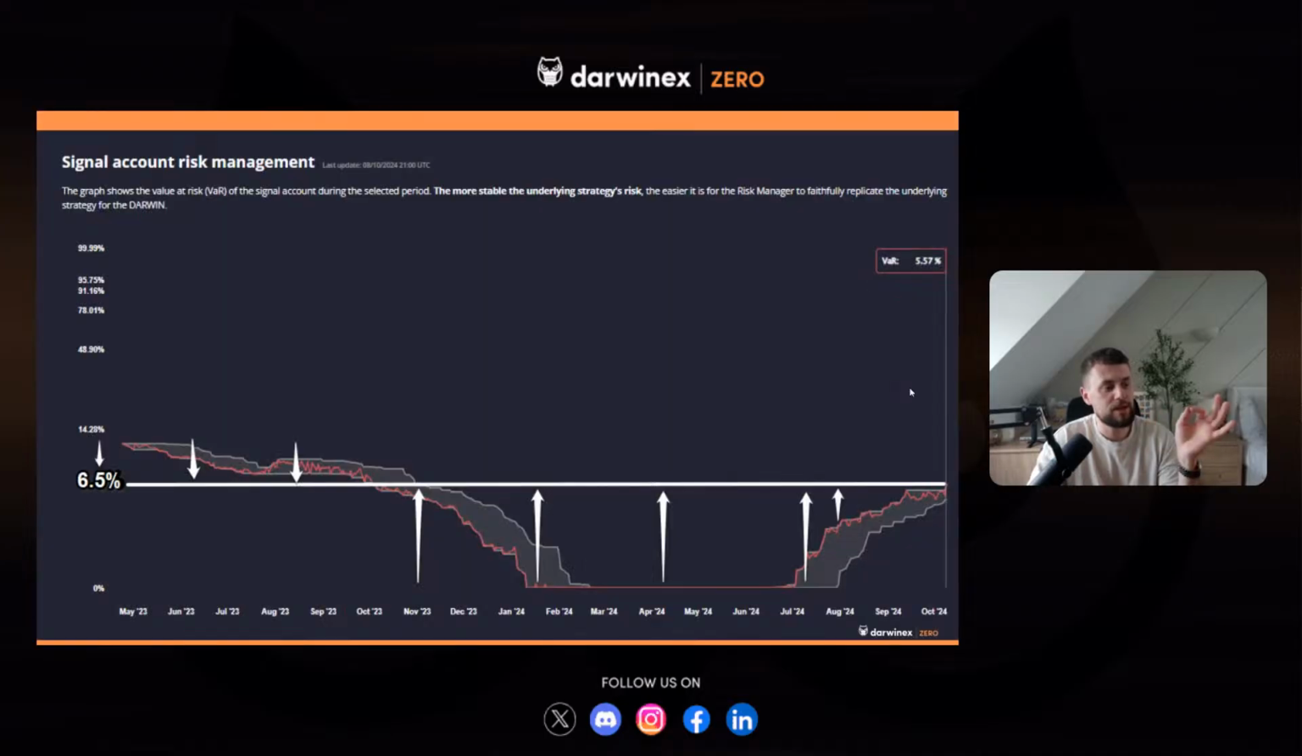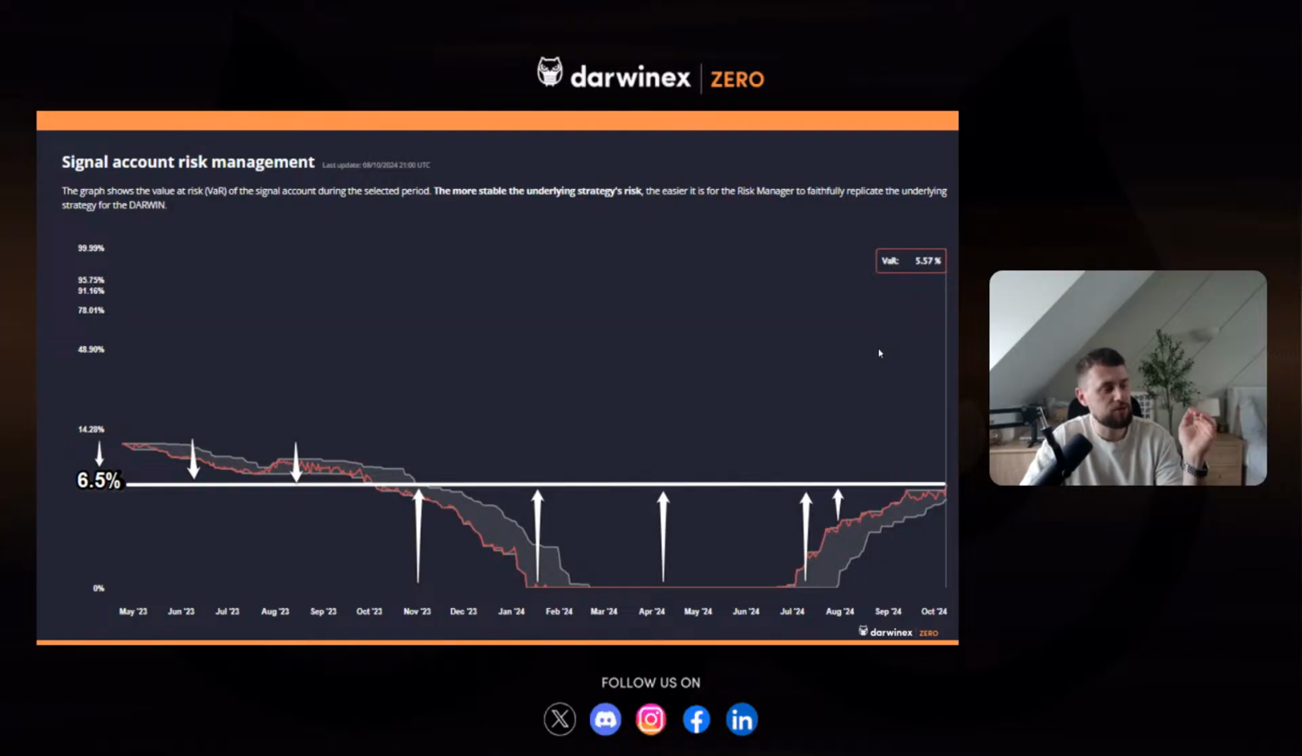Now, understanding your value at risk. You can go on your strategy analysis tab on your Darwinex Zero dashboard. And if you scroll down to the bottom, you'll see this chart, which is Signal account risk management, or in other words, just your VAR chart. Now, we've made it nice and easy. We've stuck a big fat white line and called it 6.5% so that you can see where the benchmark is.